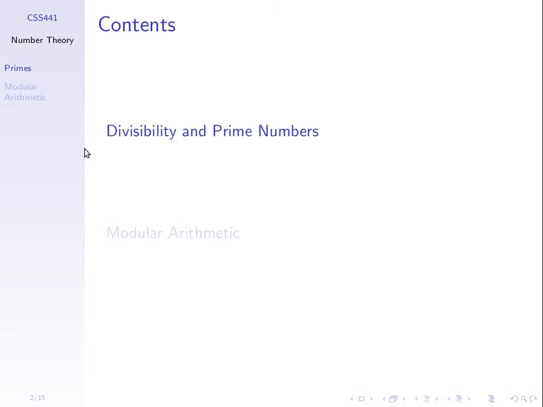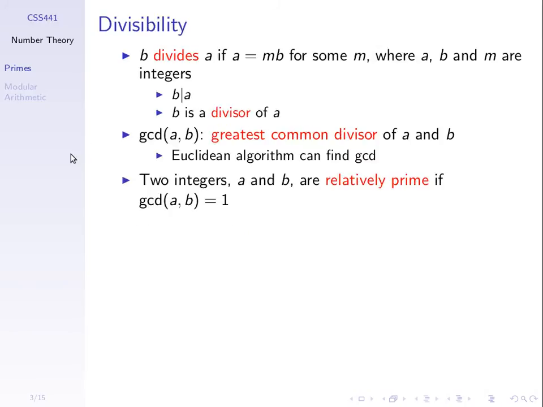We'll start very simple. We'll talk first about divisibility and prime numbers, and I think you learn even in primary school that we can talk about one number dividing another number. So we can say B divides A if there's some integer M such that when we multiply by B, we get A. That is, if we can divide and there's no remainder, we say B divides A.